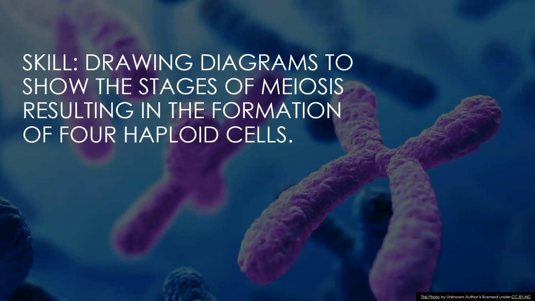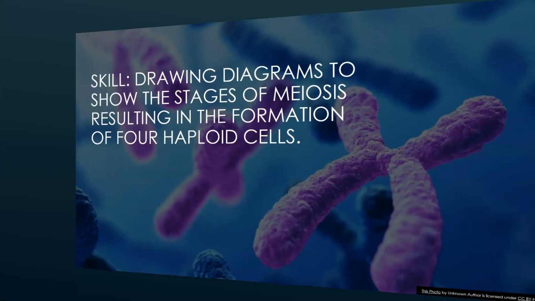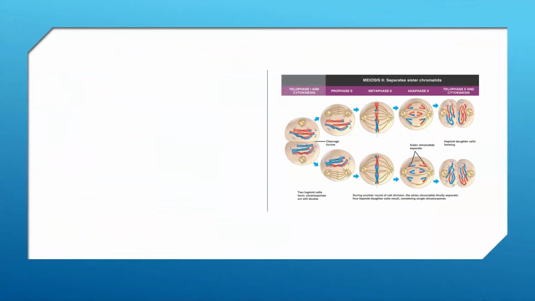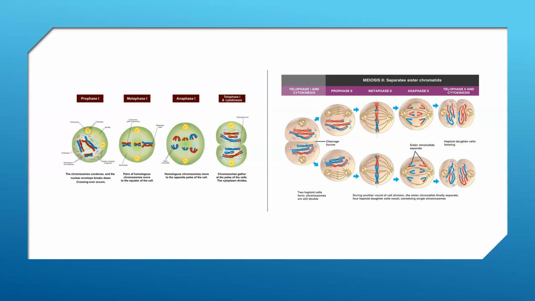All right, a skill. As I've spoken about throughout the video, one of your skills is to be able to draw the stages of meiosis, which results in the formation of our 4 haploid cells. So we've got our meiosis 1 and meiosis 2. I just like these 2 images myself. You need to be able to draw each stage of that.